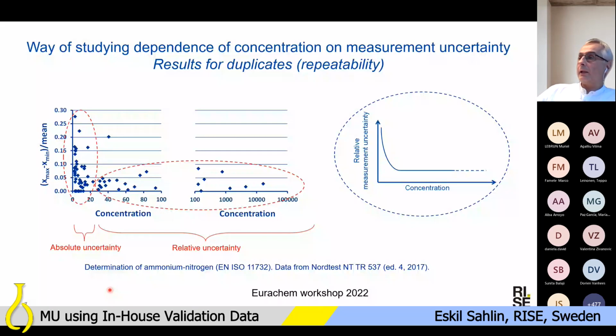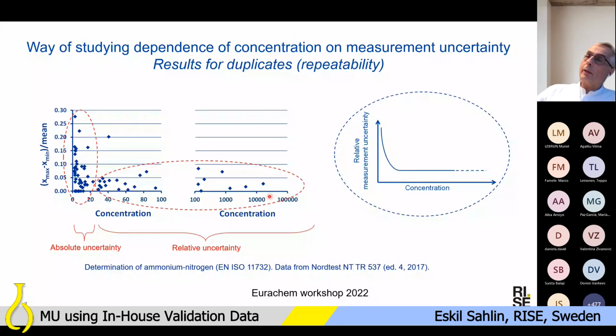And I think the data here are actually taken from the NORDTEST report, if you want to look at the data yourself. What I have done here is that each point is from a sample. For each sample, I have calculated the maximum value minus the minimum value divided by the mean for the two replicate results. And then we have concentration on the x-axis. Here I have a log scale, but it's just to keep the size of the x-axis reasonably short in the figure.